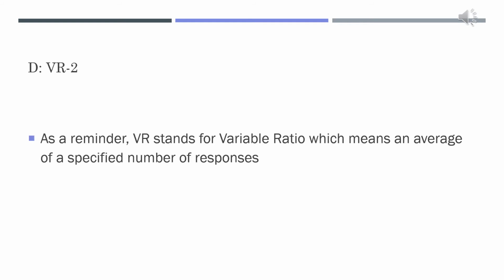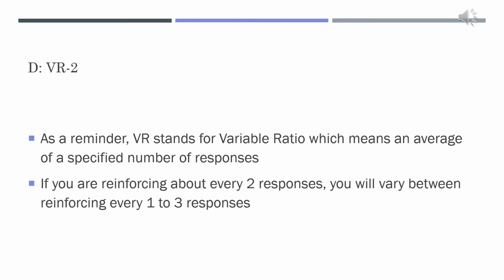The correct answer is D, a VR2 schedule. As a reminder, VR stands for variable ratio, which means an average of a specified number of responses. If you are reinforcing about every 2 responses, you will vary between reinforcing every 1 to 3 responses.